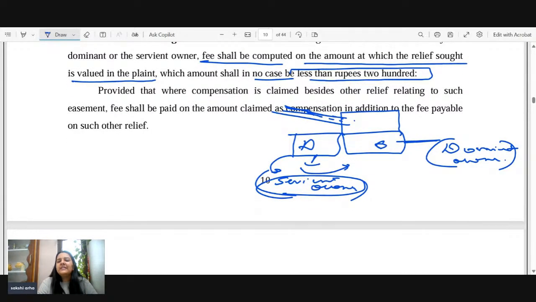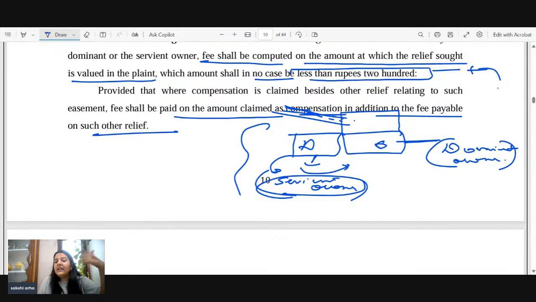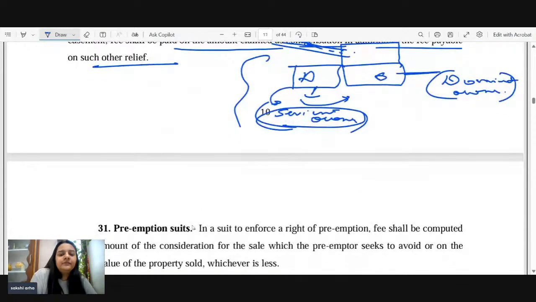Where compensation is claimed beside other relief relating to such easement. अगर easement के अलावा आपने compensation भी मांगा है, okay, in this particular suit, apart from easement, if you have claimed compensation also, then fee shall be paid on the amount claimed as compensation in addition to fee payable for such relief. तो easement का जो fee है वो तो लगेगा ही, उसके additional में जो आपने compensation मांगा है उस पे भी आप पे fees impose की जाएगी.